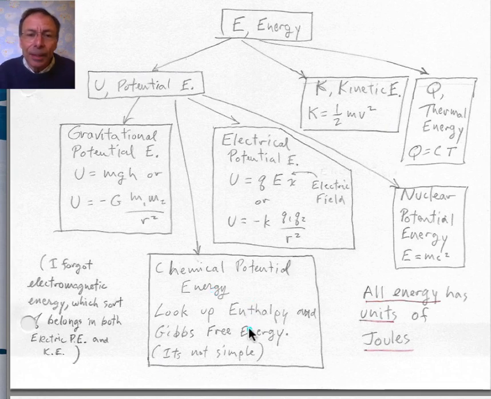And okay, chemistry gets kind of complicated. You want to look up enthalpy and Gibbs free energy and so on. We have electrical potential energy. And here are the formulas for calculating that. And we have nuclear potential energy, and there's Einstein's famous E equals mc squared formula.